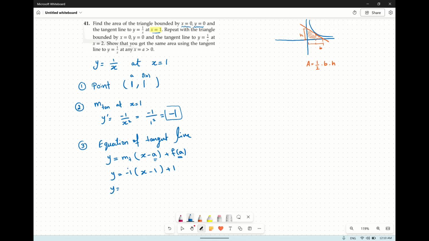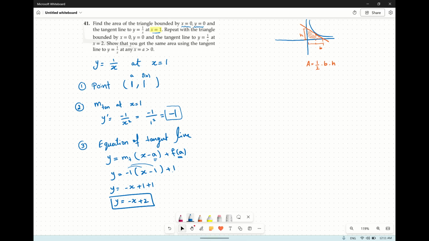Now I expand this. So I try to simplify. Minus 1 times x is minus x. Minus 1 times minus 1 is plus 1. And we have a plus 1 here. So we end up with y equal minus x plus 2. This is the equation of the tangent.